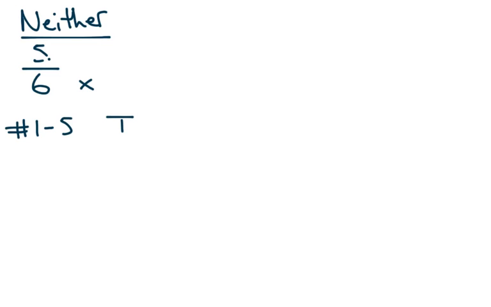To get a tails on a coin, well, there's 1 tail out of 2 sides. And again, we are going to ignore the fact that the coin could land on its side because that is not a possibility we're going to deal with. Take those, multiply them together, get the percentage. We get that it's 41.7% chance that neither outcome happens.